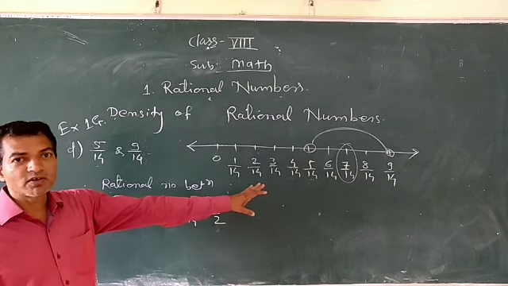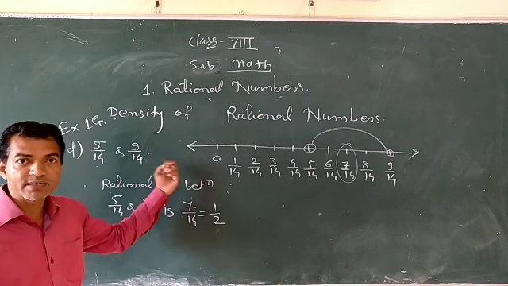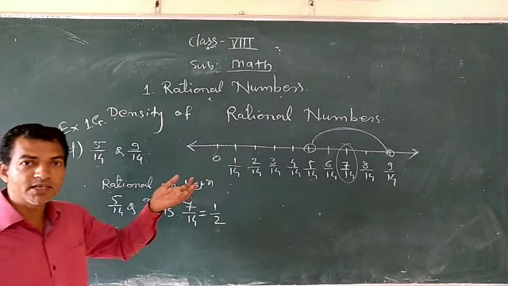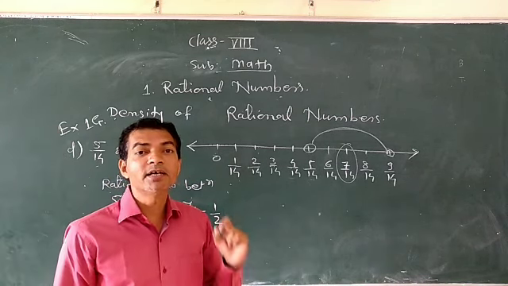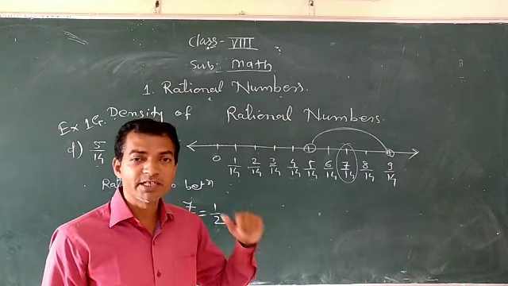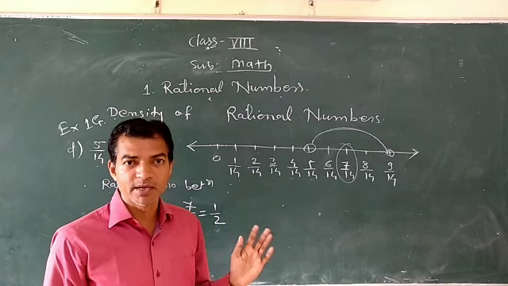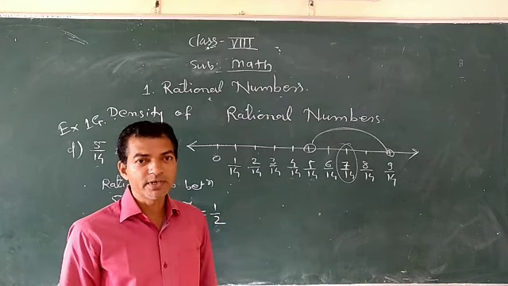Okay, so directly you can solve this one because the denominators are the same. Suppose the denominators are different, then what do we have to do there? We have to find the LCM and then make the denominators the same, and then we have to find the middle number. Okay, now next question.